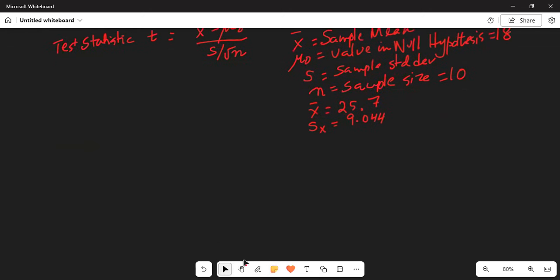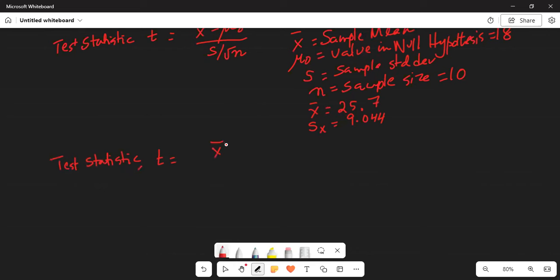Okay, so let's move this a little bit up and calculate the test statistic, T. When we say test statistic, it means a characteristic of the sample that we have covered. Remember, the formula is x bar minus mu 0, divided by S over square root of n. In our calculator, we will first type a left parenthesis, then the x bar value, which is 25.7. Our hypothesized value in the null hypothesis is 18.